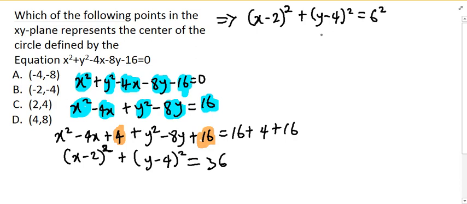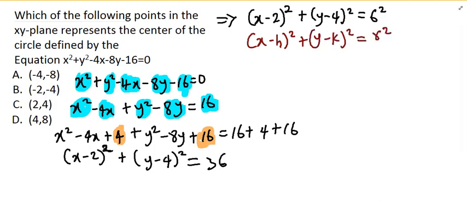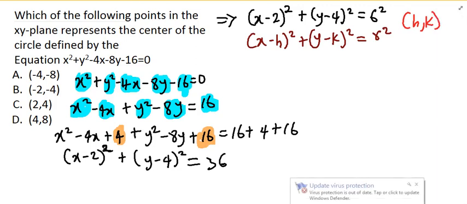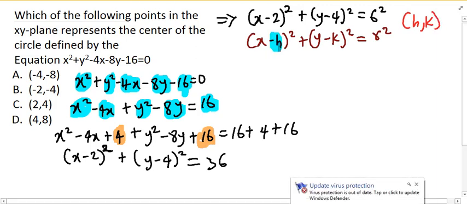Which of the following points in the xy plane represents the center of the circle defined? So remember the standard form of the equation of a circle, which says x minus h all squared plus y minus k all squared equal to r squared. So the circle center is h comma k. Understand? So right here the h comma k becomes this and this.